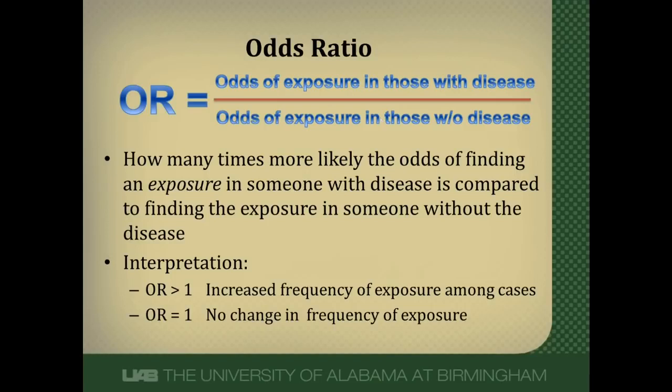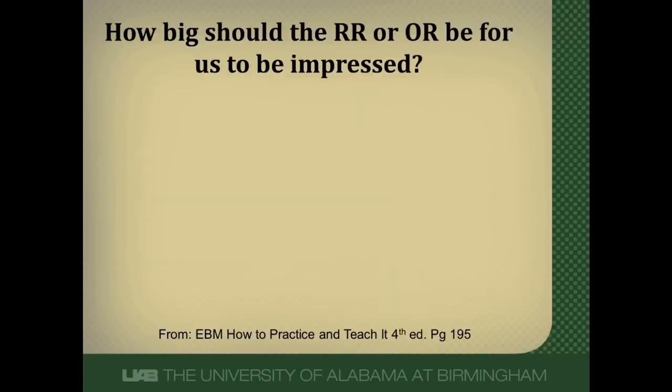Odds ratio greater than 1 means there's increased frequency of exposure among cases, and odds ratio less than 1 means there's decreased frequency of exposure among cases. Again, physicians often use this as an assessment of risk of disease. I guess it's okay to think about it that way for clinical purposes, but it's not absolutely technically correct.